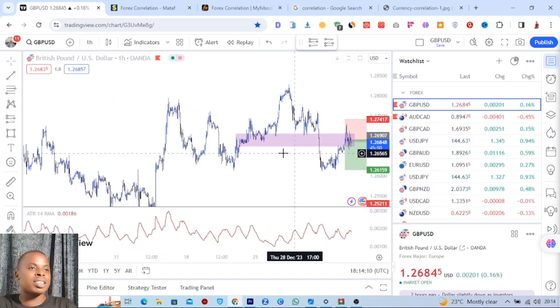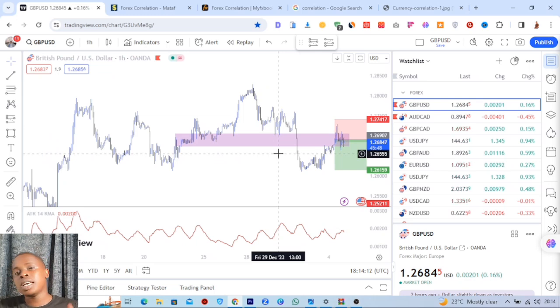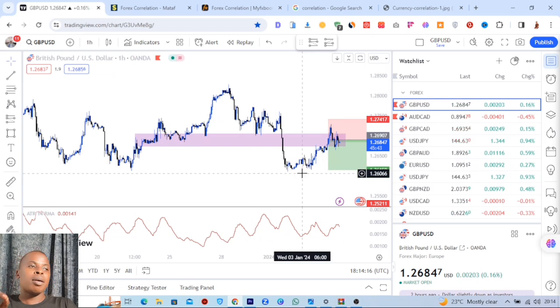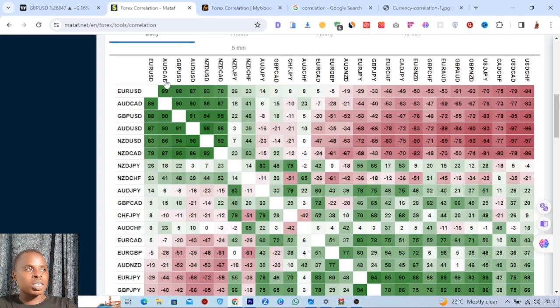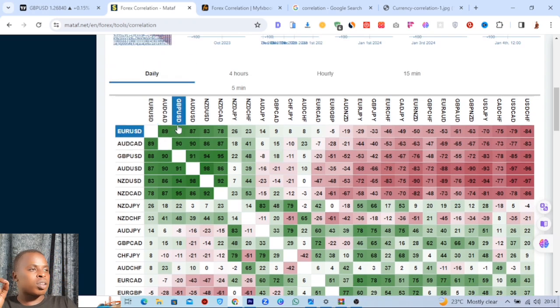And if you look at this price action, there's a little bit of difference because it's not 100%, but you can see there's 90% chances that this market is going to move to the downside. And why does this happen? There's 90% chances that this market is likely to move in the same direction. And why is this? It is because of the correlation between these two currencies.